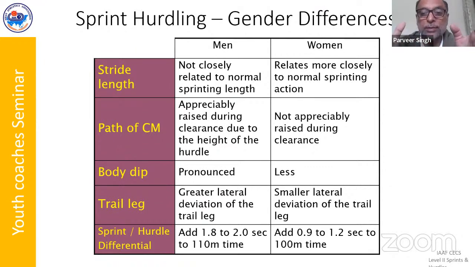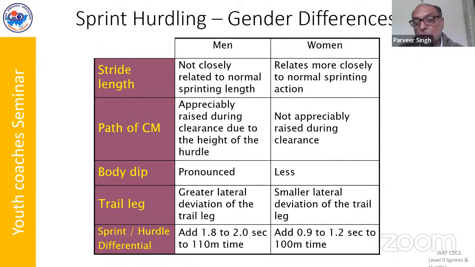Because the rules are fixed, the in-between distance for hurdlers means they are not running at normal length, they are running at a shorter length. Then the path of the center of mass is appreciably raised during clearance due to the height of the hurdle. The hurdle is relatively high for men, so they have to raise the center of gravity slightly, whereas in women it is not appreciably raised during clearance.